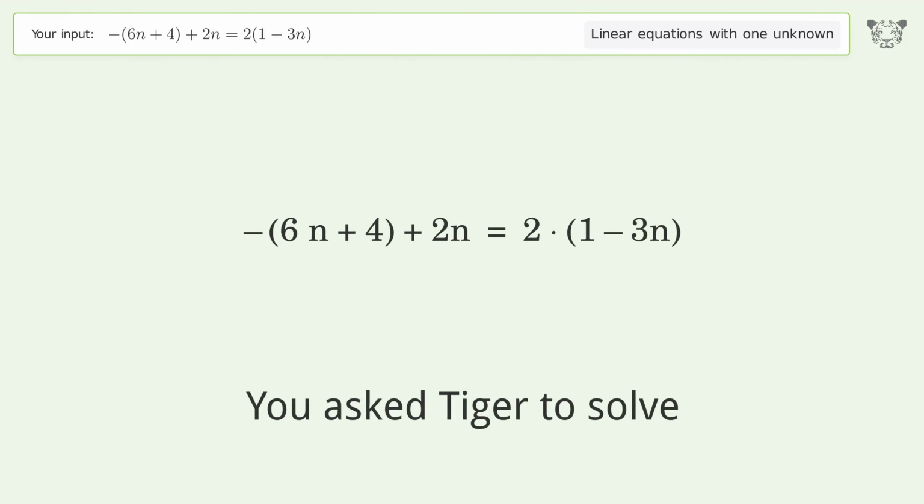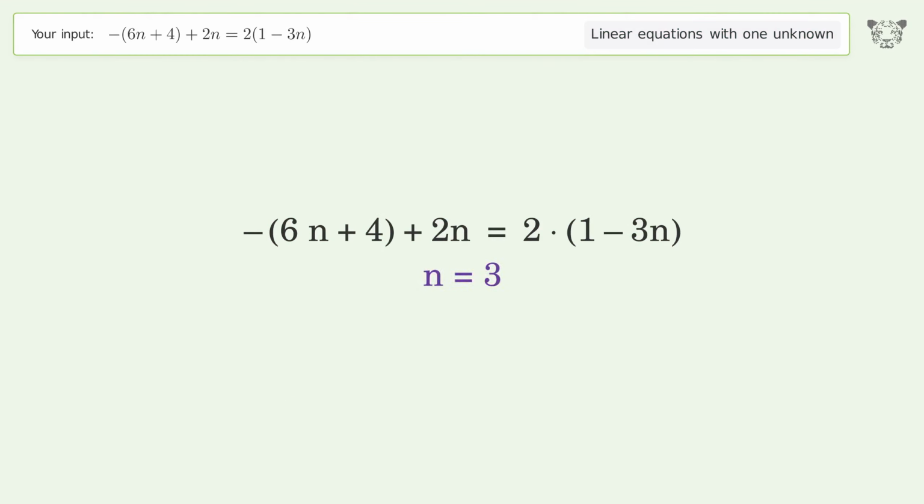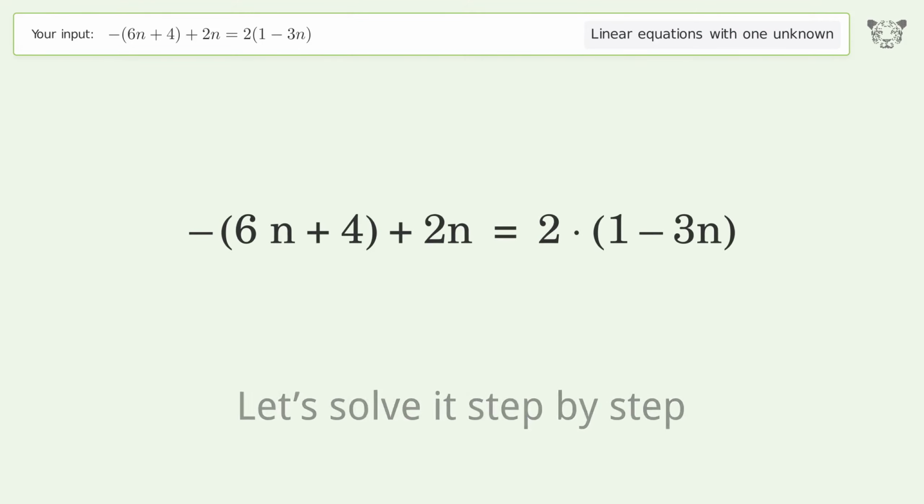You ask Tiger to solve this. It deals with linear equations with one unknown. The final result is n equals 3. Let's solve it step by step.